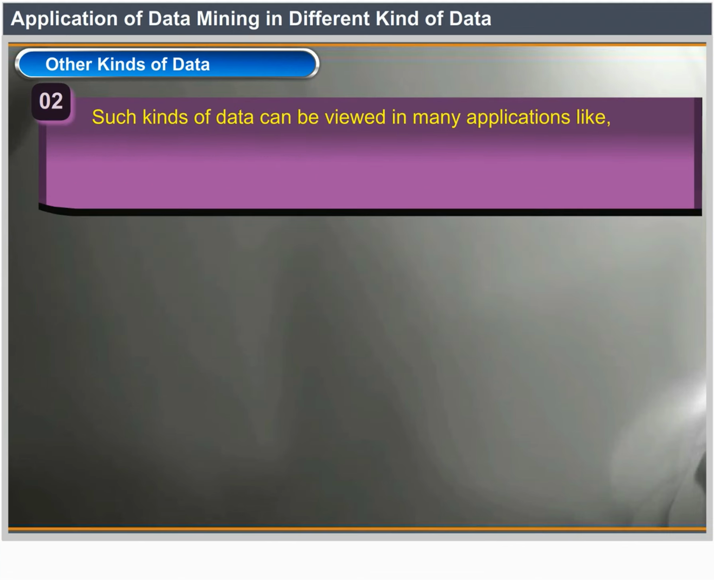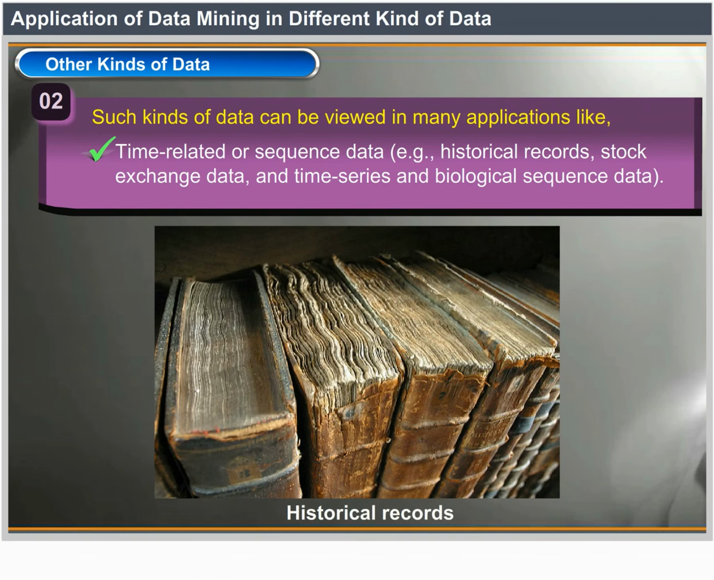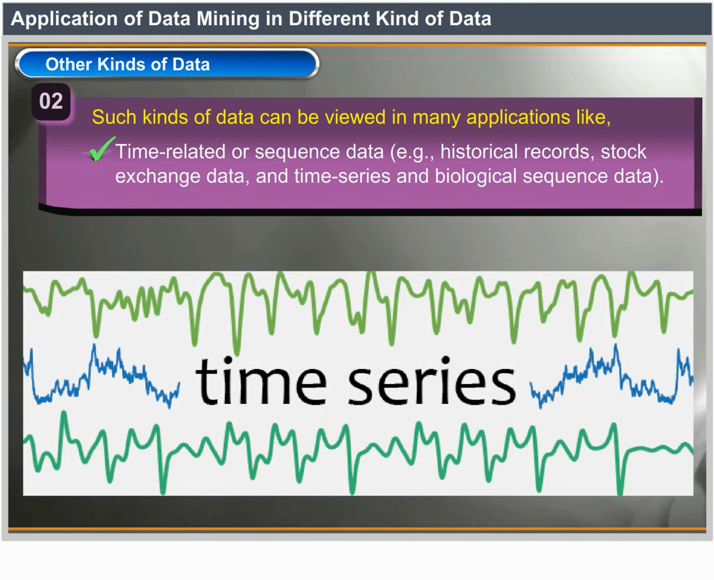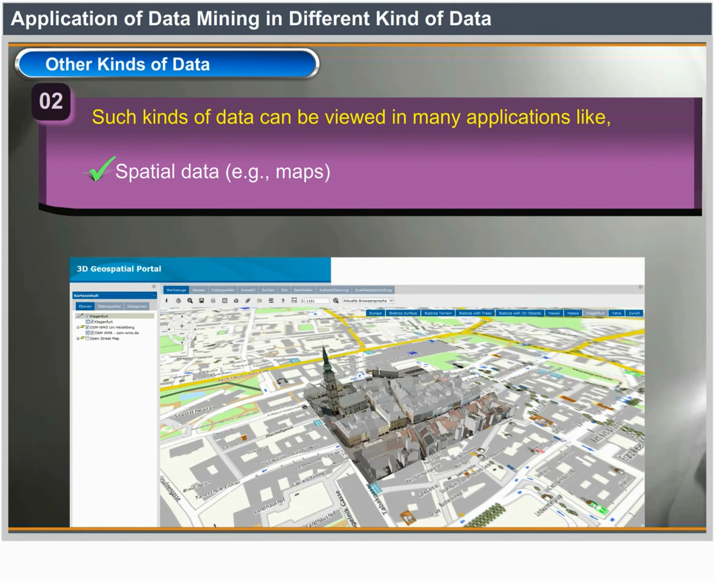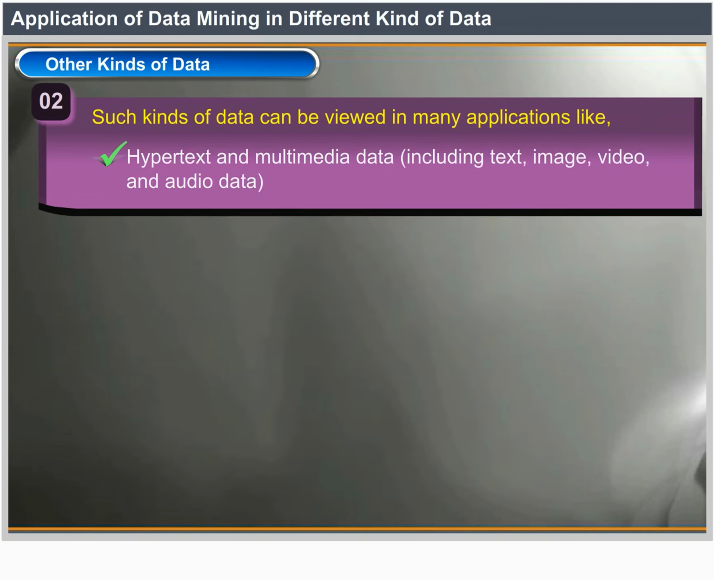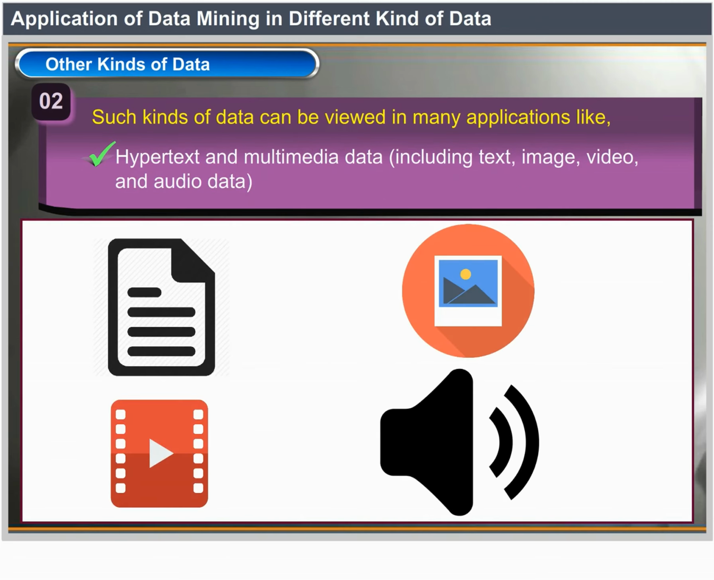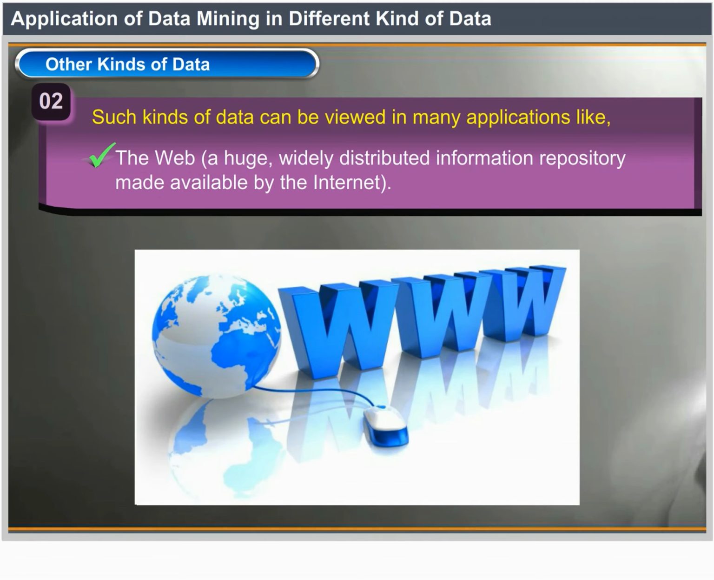Such kinds of data can be seen in many applications: time-related or sequence data, such as historical records, stock exchange data, time series, and biological sequence data. Data streams, for example, video surveillance and sensor data, which are continuously transmitted. Spatial data, for example, maps. Engineering design data, for example, the design of buildings, system components, or integrated circuits. Hypertext and multimedia data, including text, image, video, and audio data. Graph and network data, for example, social and information networks, and the web, a huge, widely distributed information repository made available by the Internet.